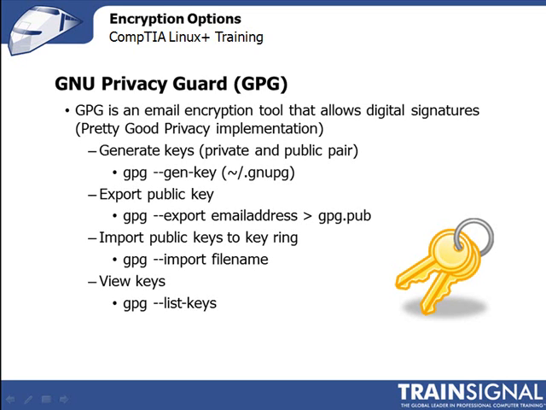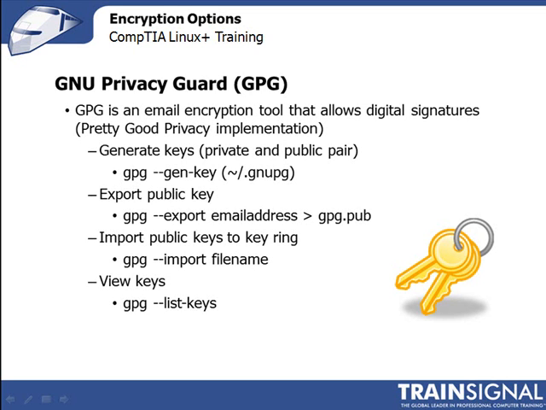To generate your keys, you use the command gpg --gen-key. Then you'll have to answer some questions. The keys are stored in home under the .gnupg directory. Once created, you export your public key with gpg --export email address > gpg.pub. This saves the public key associated with the name or email address that's in the gpg.pub file.